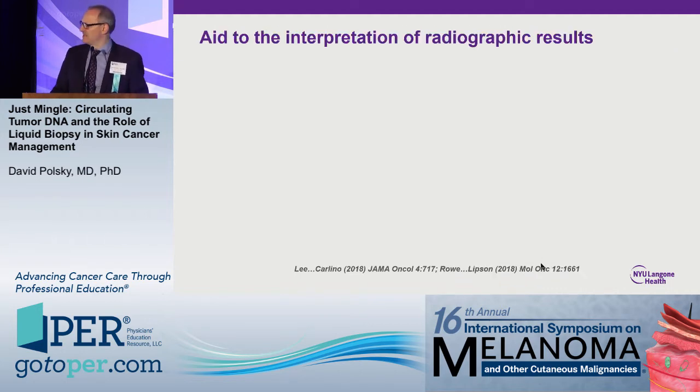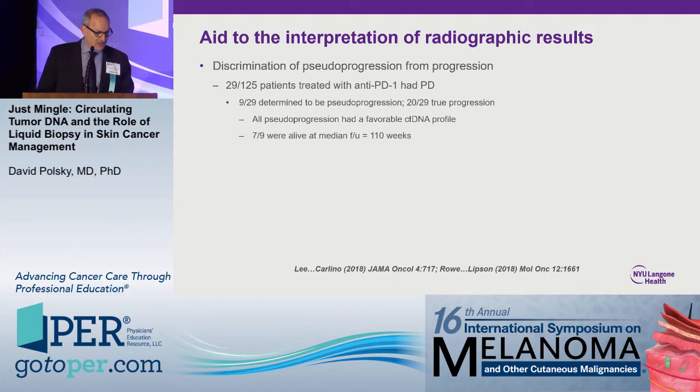And there are others who have done similar analyses. Now, with respect to interpretation of radiographic results, there's a study from Australia looking at distinguishing pseudo-progression from progression. This was 29 patients who had progressed on anti-PD-1 therapy. 9 of them were determined to be pseudo-progression because they had a favorable DNA profile.